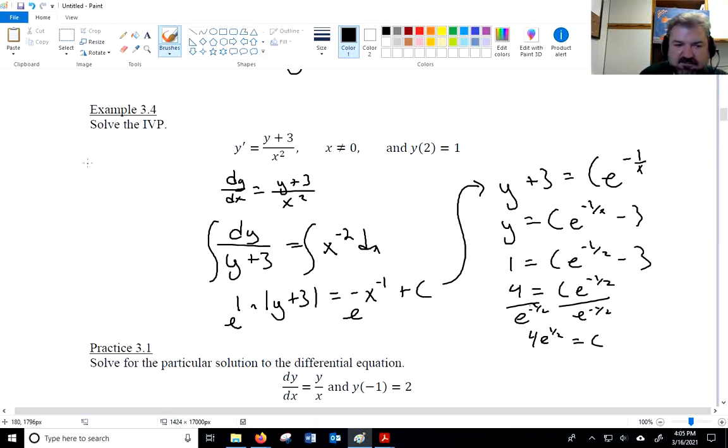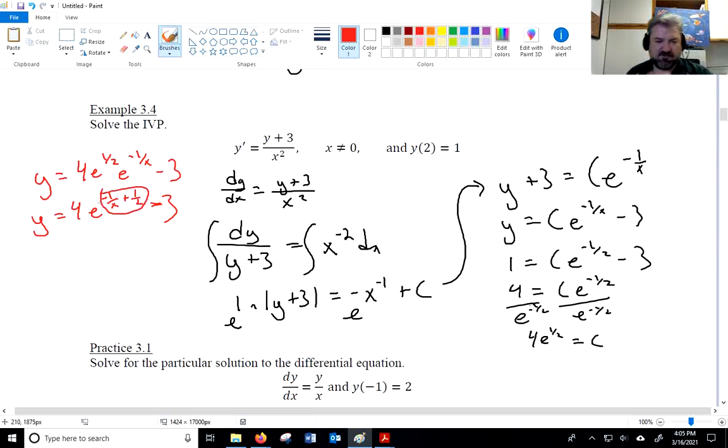And I'm kind of running out of room, but let me bring it over here and rewrite it. So I want you to see this. So we have y equals 4e to the 1/2 e to the negative 1 over x minus 3. And the way this is typically written is the 4 stays there, and then we go back to using our properties of exponents and call that plus 1/2 right there in the exponent. So the exponent is negative 1 over x plus 1/2. Then I have a minus 3 on the outside.